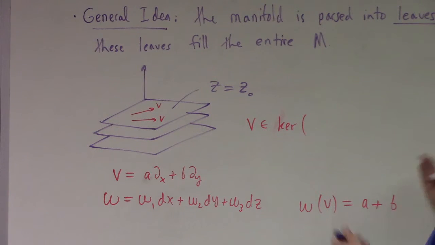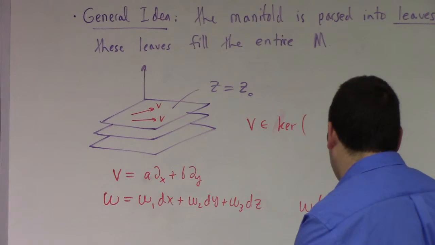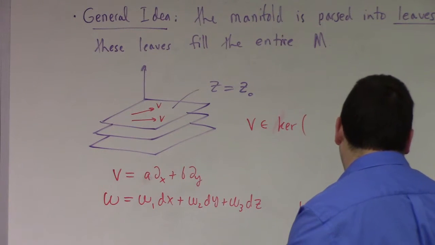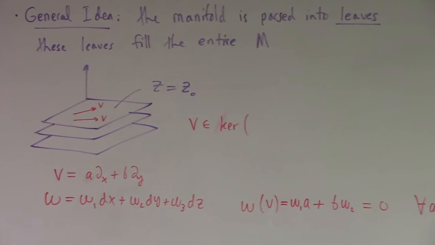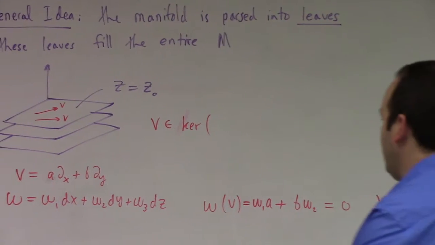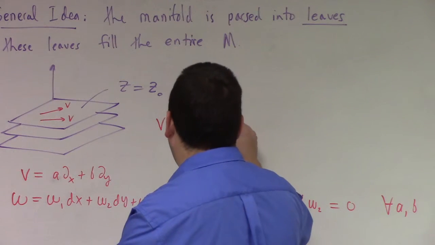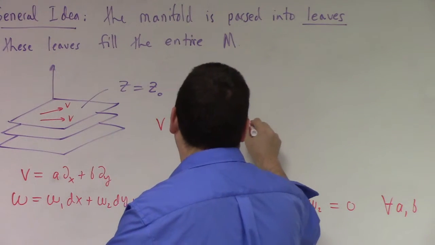And so, well, okay, but this is for all A and B too. What's that? Oh yeah, sorry, you're right. Yeah. Thank you. Daniel's not buying it. All right. But this is true for all A and B. It forces omega 1 and omega 2 to both be 0. Omega 3 is free. In other words, dV is the kernel of something like omega 3 times dz.